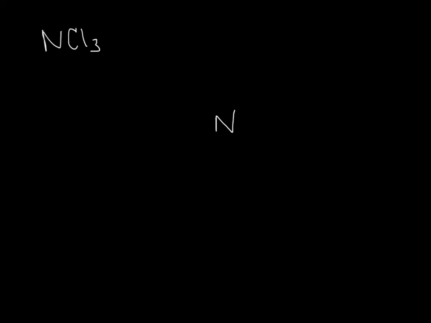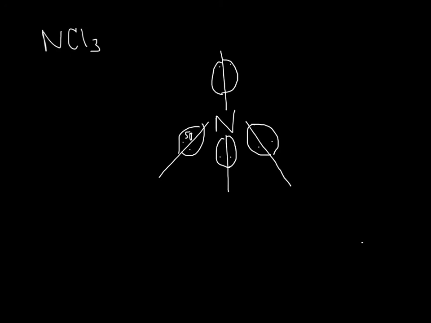So using the VSEPR diagram as a reference, we're going to draw our contour diagram. And as we said, this is trigonal pyramidal. Sorry, I don't have a ruler. These are called sp3, so we're going to label that in each of the 4.